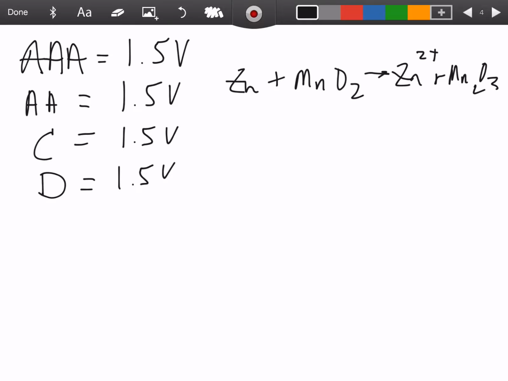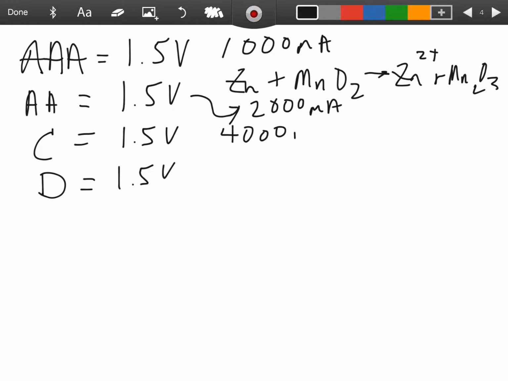The AAA battery has an amperage of 1,000 milliamps. If you take a look at the AA battery, it has 2,000 milliamps. And the C battery is 4,000 milliamps. And if you were to take a guess about the D battery, you'd probably get it right, 8,000 milliamps, or 8 amps.